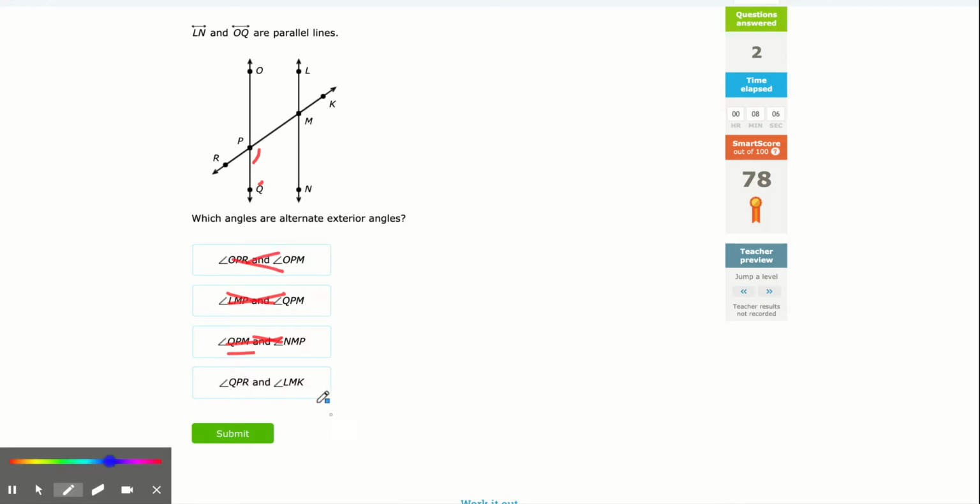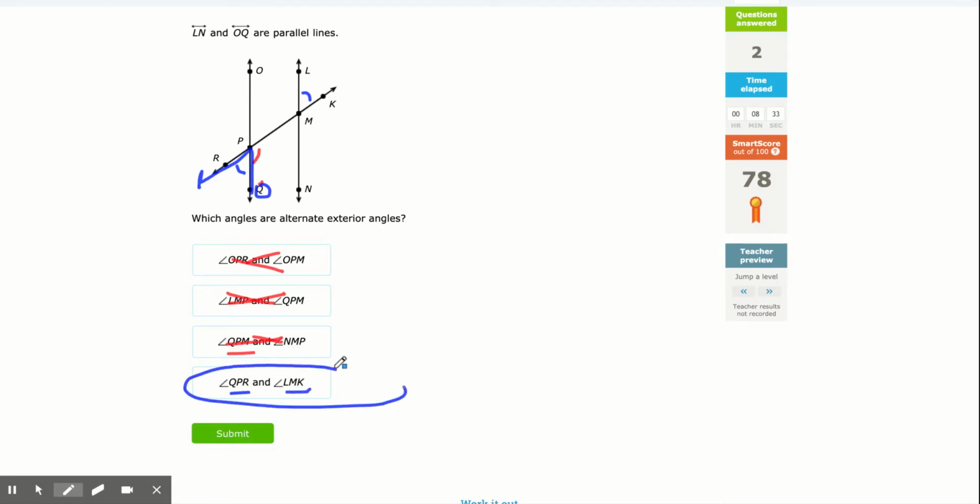But I'm going to verify that it is. QPR. Where is Q? QPR. So I'm coming from here up to P and out to R. So that's this exterior angle. The other angle better be this one here because it's on alternate sides of the two parallel lines and on alternate sides of the transversal. So it better be LMK or KML. LMK, and lo and behold, it is. That's my alternate exterior angles.